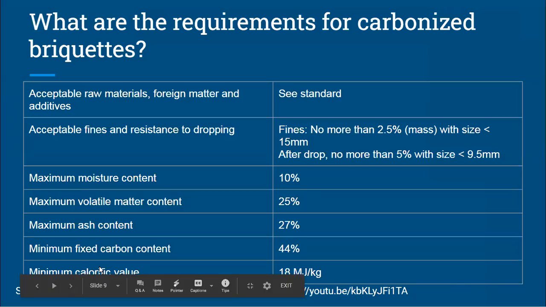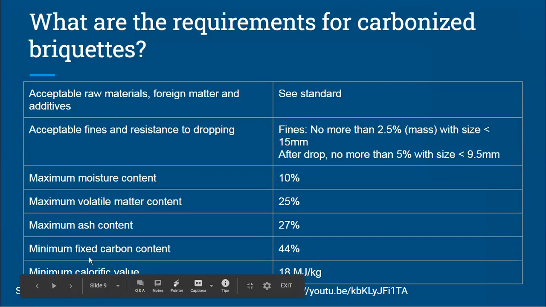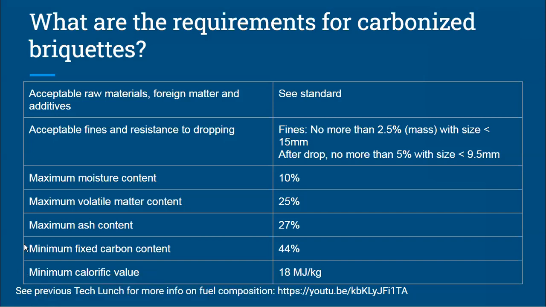The last one is the calorific value. And the requirement there is 18 megajoules per kilogram. So that tells us, again, about the energy content of the briquette. And the calorific value is really dependent on these other properties. So if we have a high fixed carbon content, we know we have a high calorific value. Again, in the briquettes that I looked back on from tests we've done at D-Lab, most of those are meeting this requirement.